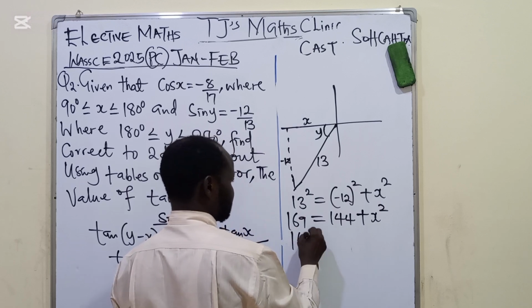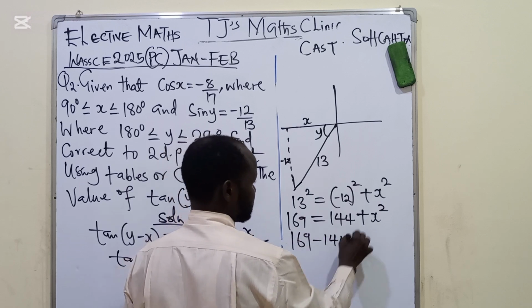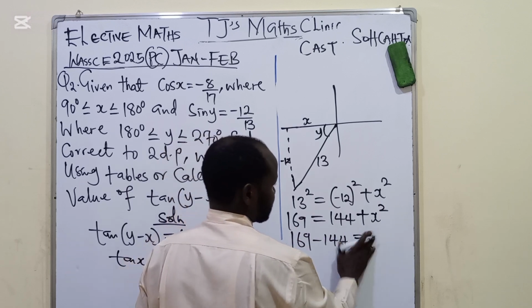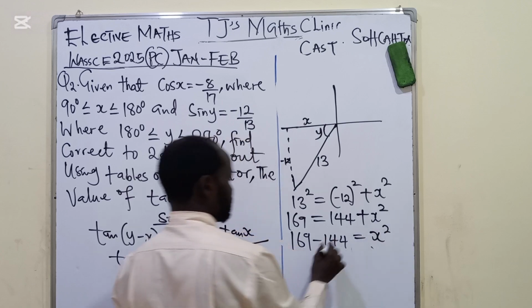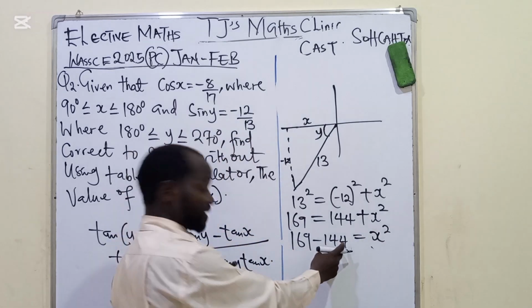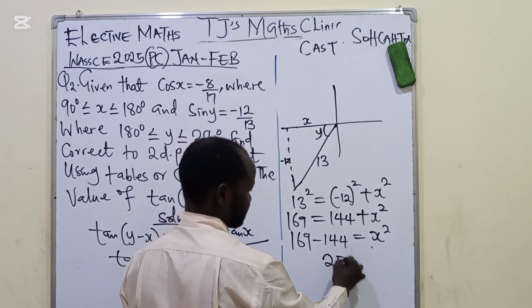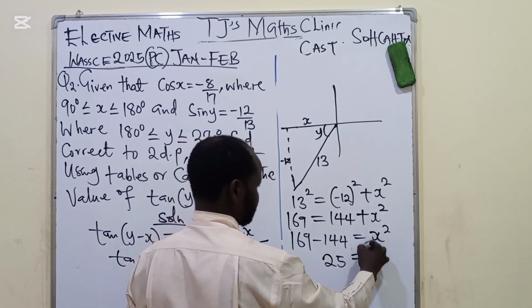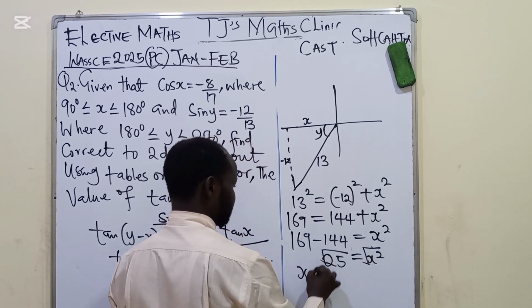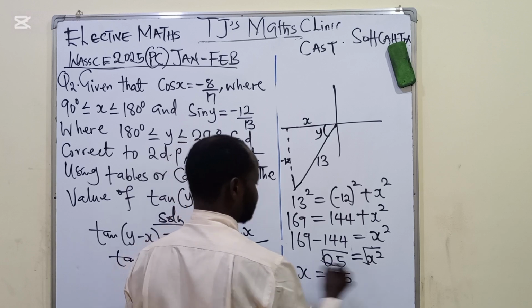This will be 169 minus 144 equals x squared. 169 minus 144 will be 25, which equals x squared. Let's take the square root of both sides. x now will be plus or minus 5.